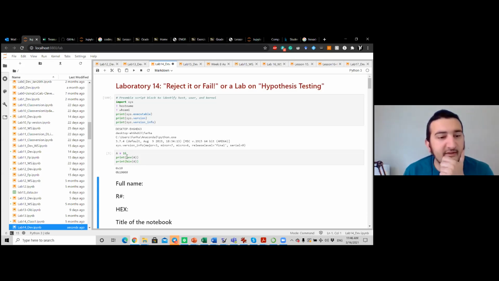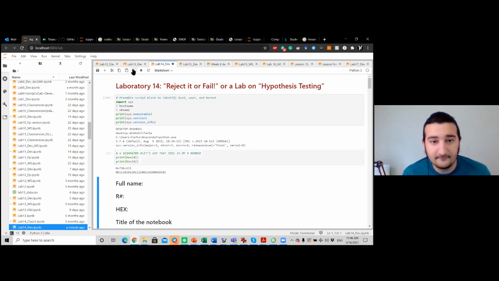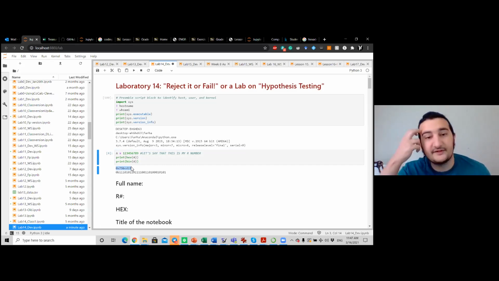So I believe this question is coming mostly from the first exam, and in that case we asked you to give us the hex code based on your R number. Let's say this is my R number. If I feed this to the hex function, I'll get a code like this. That's what we were looking for. But if you didn't put it there, it's not a big deal, at least for the first exam. Do not worry about it.